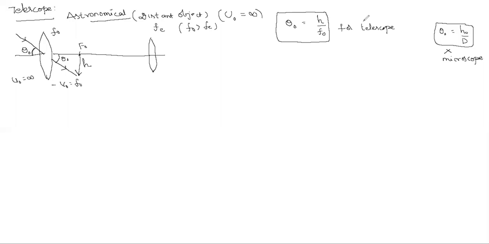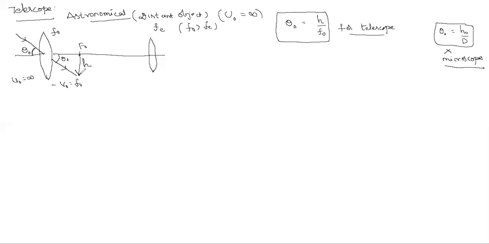Both are there on the board. Theta O equals how much for the telescope? Theta O equals how much for the microscope? For the microscope it is h naught by D, and here it is h by f naught. There we take the numerator as h naught; this is not h naught, this is h. So this image behaves as what?